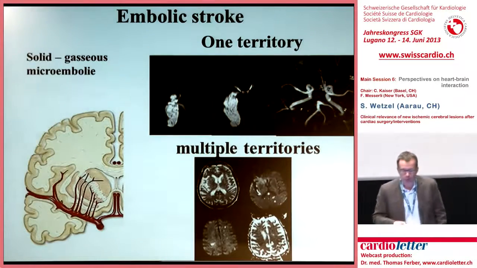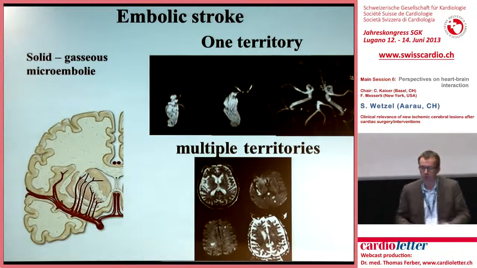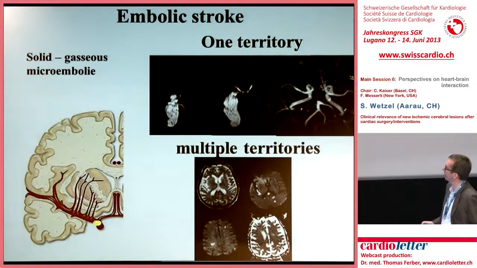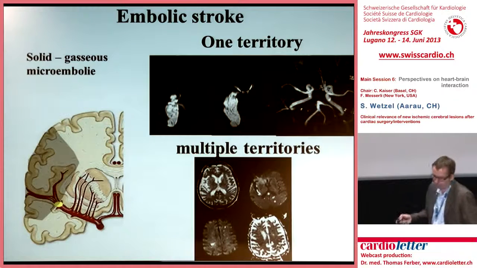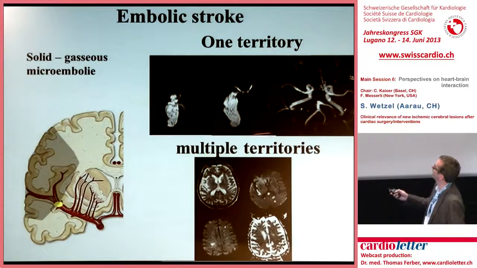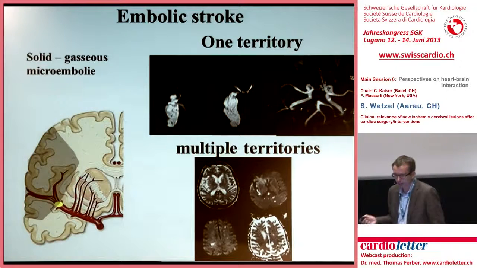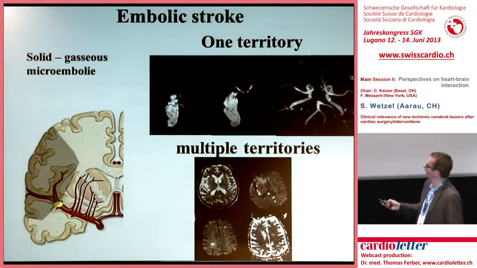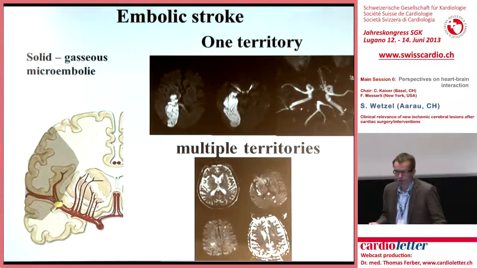Now we come to those strokes which are of most interest to us in our setting, and these are embolic strokes, and they might affect a whole territory. It's a large territorial infarct, for example, shown here in the posterior cerebral artery territory. You see the occlusion of that artery, or multiple territories might be affected. And if we see this here, of course, we say there is probably a cardiac origin of the stroke.